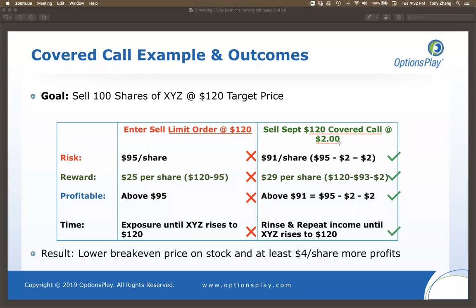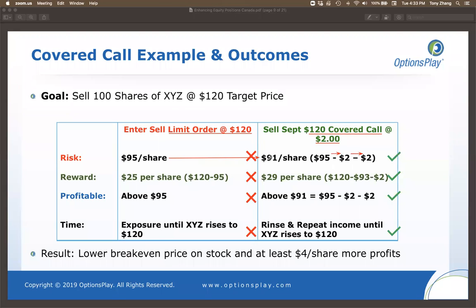So what this does is it further enhances your risk to reward strategy, because as an equity investor, my risk stays $95 a share because that's what I purchased it for. As a covered call and cash secured trader, I've reduced my risk even further. I've reduced my risk from 95 to 93 by selling the cash secured put, but by selling the covered call, I'm getting another $2. So now I've reduced my overall risk from 95 to 91.